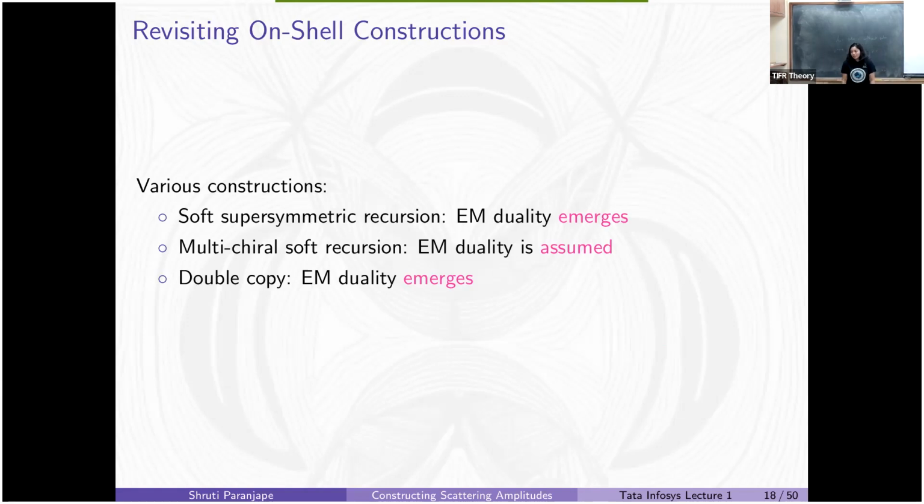So could I understand what it means for the Lagrangian to be electromagnetic duality invariant? Does that mean that when you compute scattering amplitudes of the photons, you get the same answer as the scattering amplitude of the dual photons, provided you replace G by 1 over G? Yes. Yeah, that's one way of thinking about it.